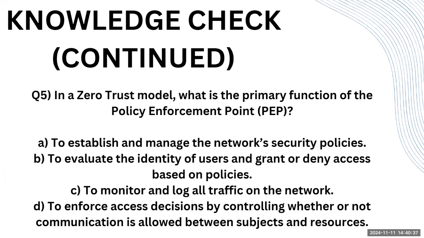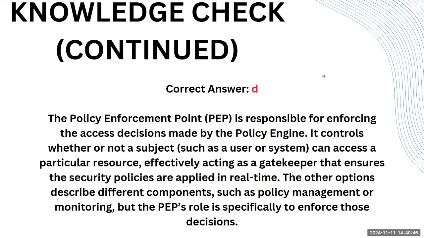Exactly. So it enforces access decisions by controlling whether or not communication is allowed between the subject and the resource that the subject is trying to access. The policy enforcement point is responsible for enforcing the access decision made by the policy engine. It controls whether or not a subject, such as a user or system, can access a particular resource. It acts as a gatekeeper, similar to a security guard, that ensures the security policies are applied in real time. The other options describe different components, such as policy management or monitoring. But the PEP's role is specifically to enforce the decisions.